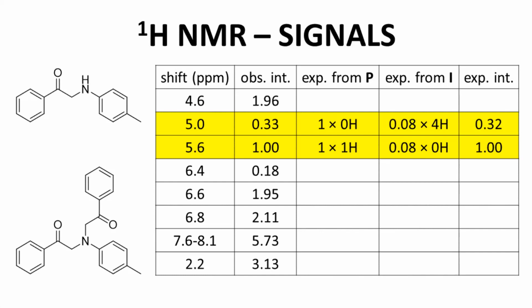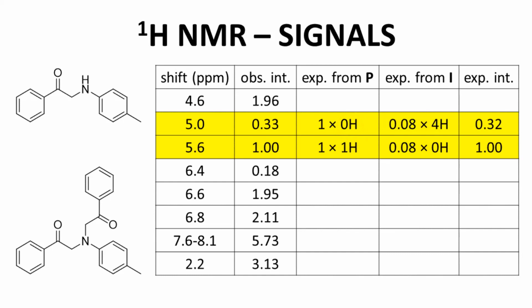Here is a big table. There is one row for each NMR signal. The first column is the chemical shift value of the signal, and the second column is the integration value. The remaining columns allow us to make predictions and see if the observed values match our expectations. I've highlighted two rows for the two peaks we have already discussed. At 5 ppm are the two CH2 groups on the impurity. The observed integration is 0.33. Each hydrogen from the product would contribute a value of 1 to the integration, but we don't think the product has any hydrogens in this signal. So the product contribution will be 1 times 0, nothing.